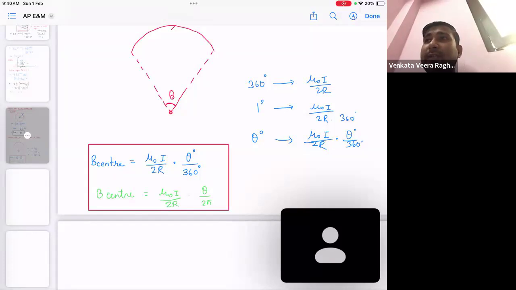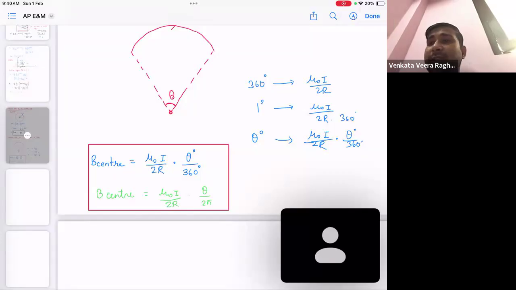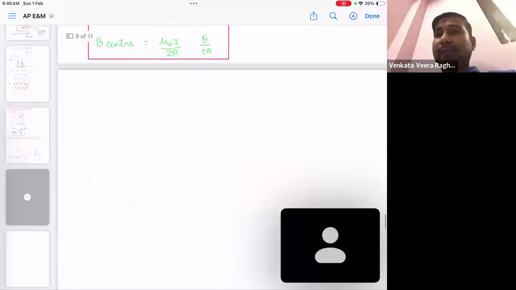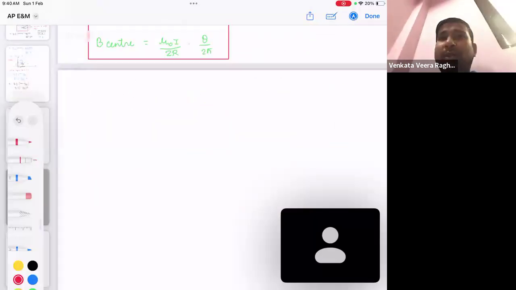If you are writing the angle in terms of degrees, use theta by 360. If you are writing in terms of radians, then you can use mu naught I by 2r into theta by 2 pi. Okay, so these are the cases we have. Now let's discuss some more examples like that.